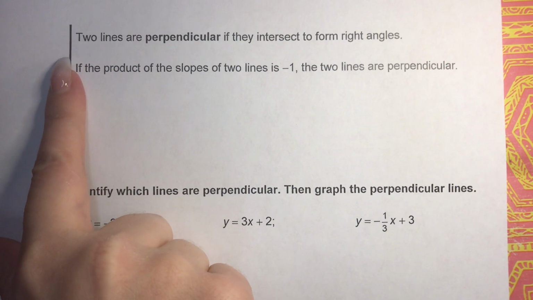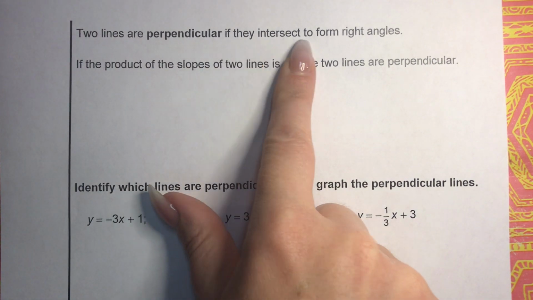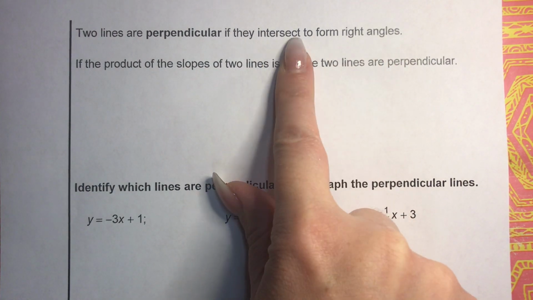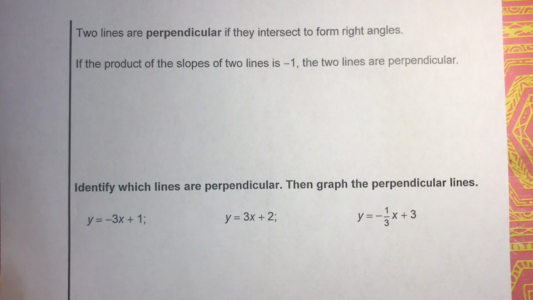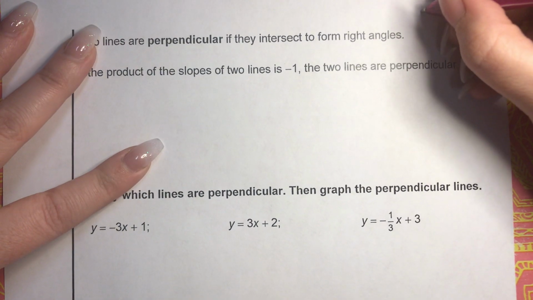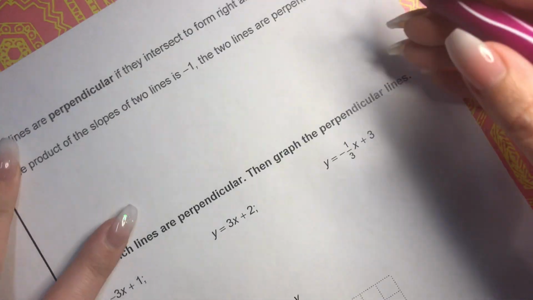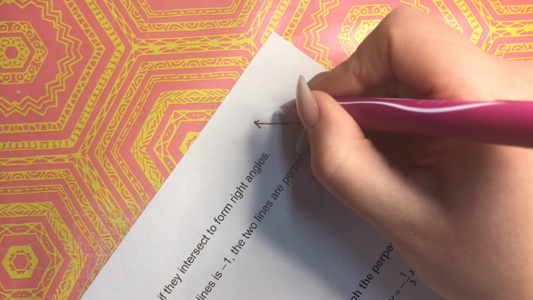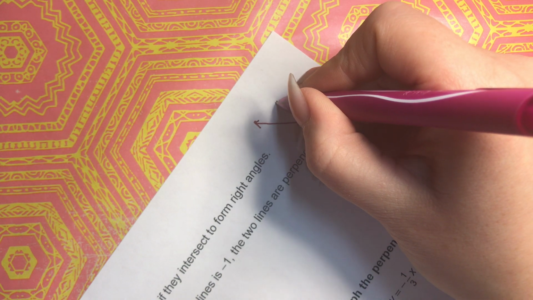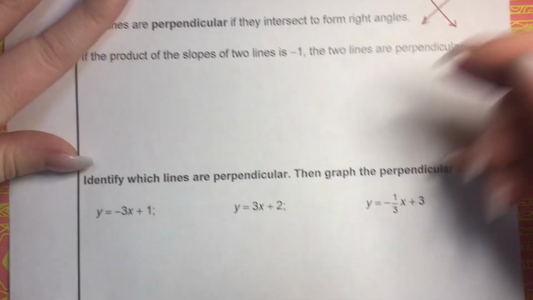All right, we are going to talk about perpendicular lines. Two lines are perpendicular if they intersect and form right angles. So a perpendicular line would be something like a line like that, and then another one that went exactly like that. Those would be perpendicular lines.